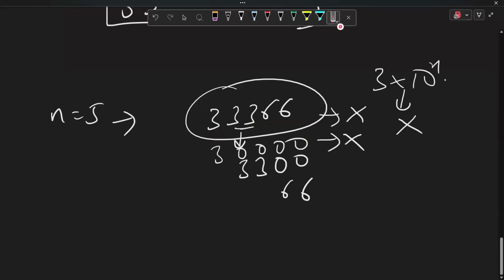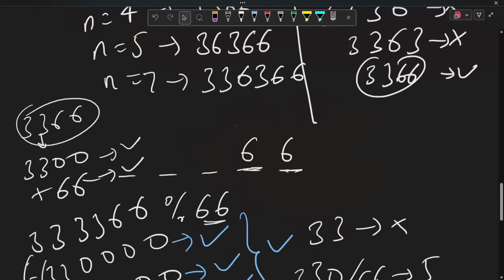So for the odd case, when you have a single 3 left, it won't be divisible by 66, but you need to have pairs of 3s so that it is divisible by 66. So this thing won't be accepted for the odd case. Now let's look at what my answer is for n equal to 5.